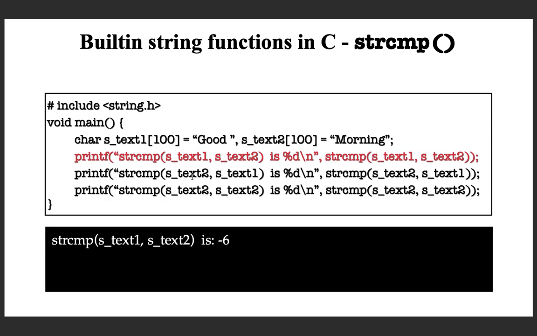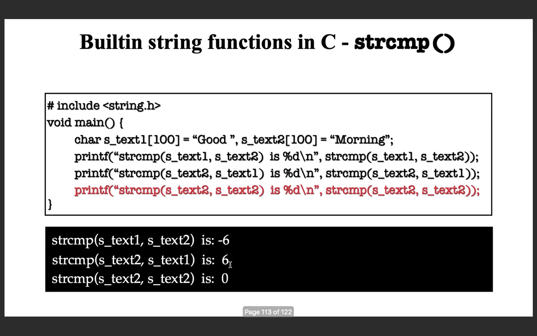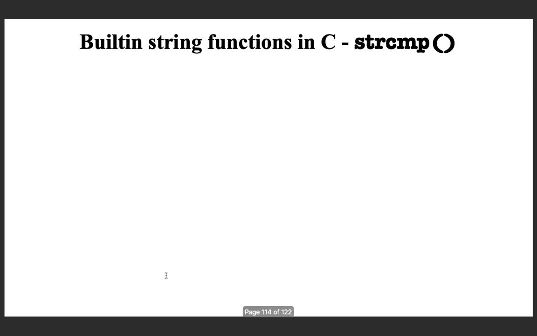Now you change the order. Suppose you try to string compare in the other order, then it is given as 6. That means in this particular case, the first string, which is morning, should come after the second string, and that is why it is positive. And if you compare the same string, it will give you 0. Okay, you want to see whether two strings are same. You cannot use just equal to, which will not work on strings. You can use string compare, and if the result is 0, that means both the strings are same.